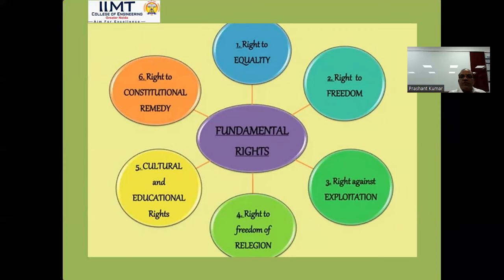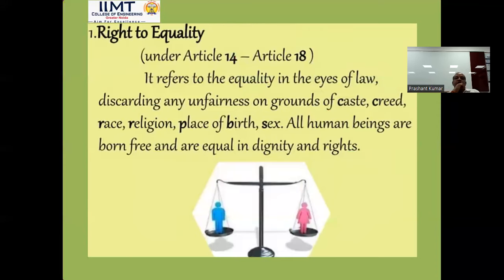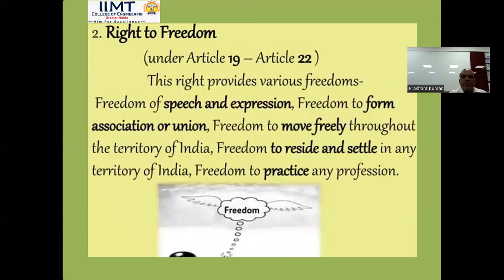Now, if we discuss one by one, first it is the right to equality. It comes under Articles 14 to 18. It refers to equality in the eyes of law. That means, as per the law, all are equal, whether they belong to any caste, creed, race, religion, place of birth, or sex. All human beings are born free by God. That means whenever God makes his creature as a human being, they are all free from all discrimination to get their dignity and unity.